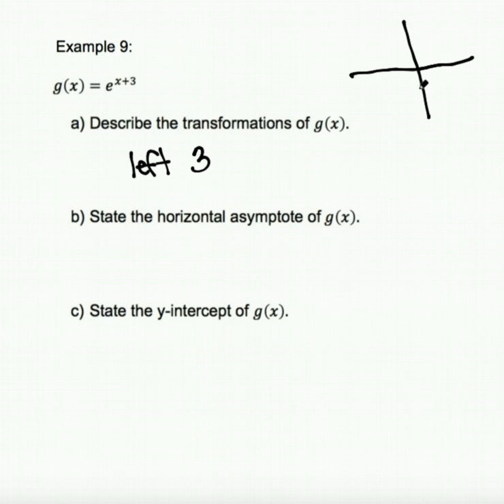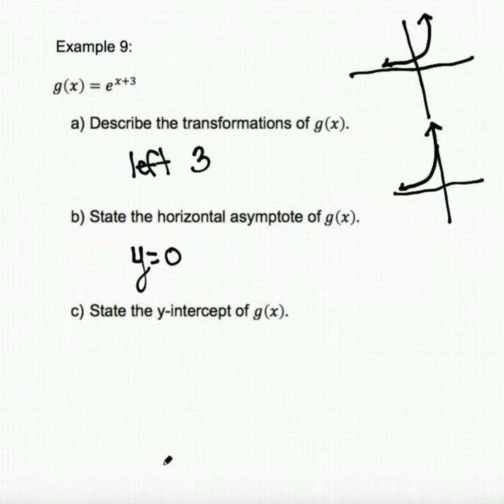So normally e to the x looks like this. If we shift it simply to the left 3, I know that my graph is still going to look similar, just shifted to the left 3 units. So what does that do to my horizontal asymptote? Well, horizontally, I made the shift, so my horizontal asymptote remains the same. It's still y equals 0. Now, the y-intercept, you can see, definitely changed.